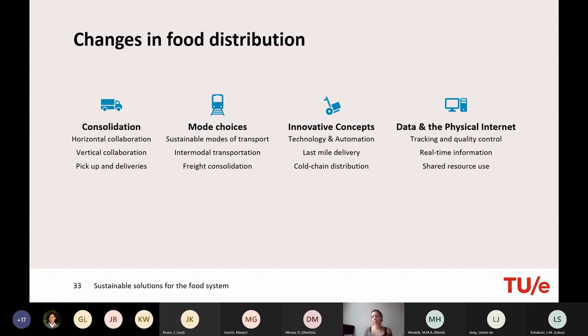And that allows us to also make better use of resources and share resources amongst each other, because if we're able to track where a truck is at a specific moment and we know that there's still space in the truck, then maybe we can add some additional products into that truck.